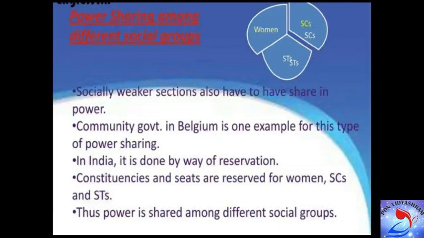Do you remember that? This type of arrangement is meant to give space in the government and administration to diverse social groups who otherwise would feel alienated from the government. This method is used to give minority communities a fair share in power.